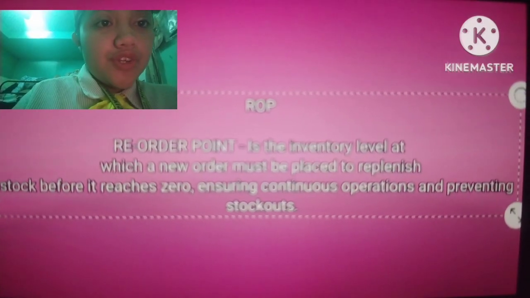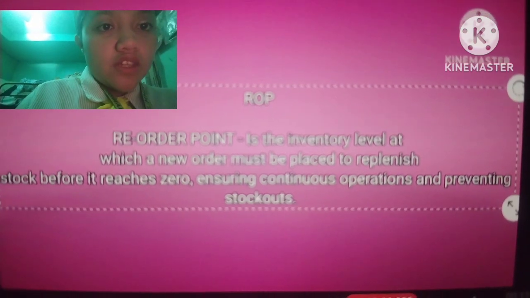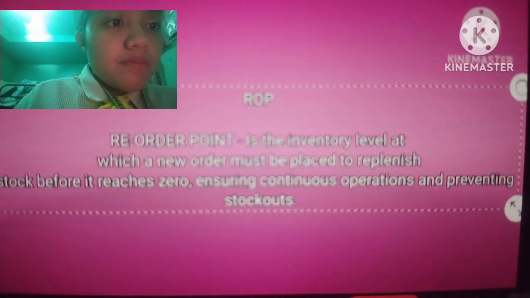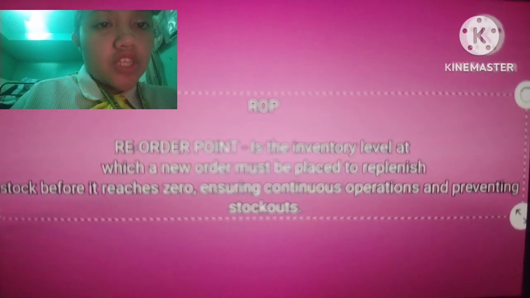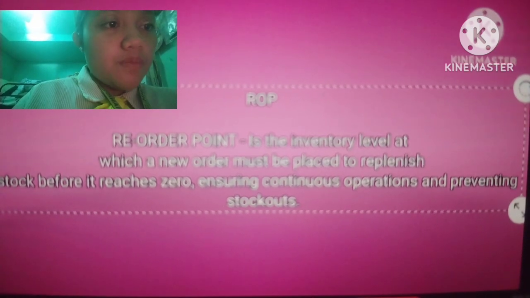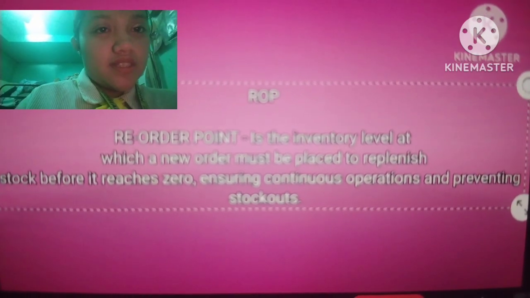So ROP, reorder point, is the inventory level at which a new order must be placed to replenish stock before it reaches zero, ensuring continuous operations and preventing stockouts.